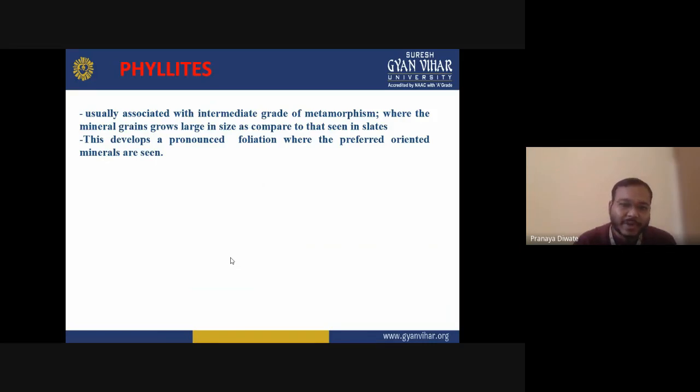When a slate gets metamorphosed again, the slate is converted to phyllite. This develops a pronounced foliation where the preferred orientation of minerals is seen.